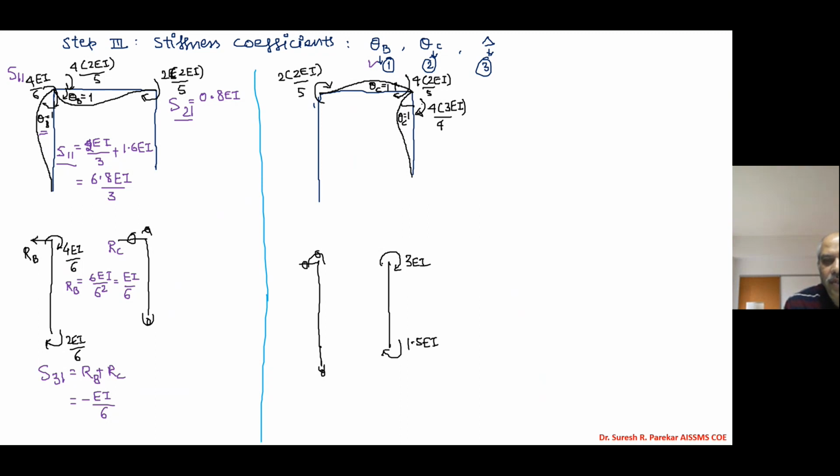And these are clockwise. So to balance it, we have RC anticlockwise, and RC equal to 4.5 EI divided by 4, because 3 plus 1.5 is 4.5, divided by 4. So we have this value, 4.5 EI by 4. Now we will switch over to the next part, in which we go for the values of S11 and all this.